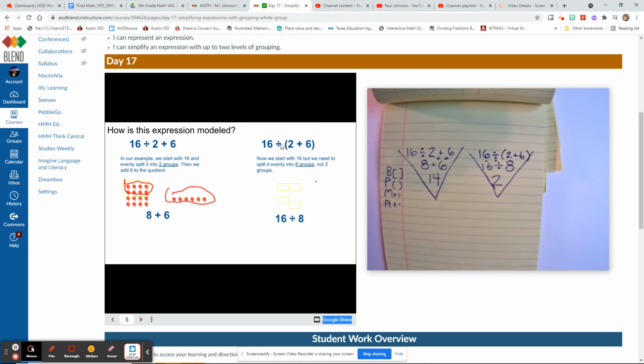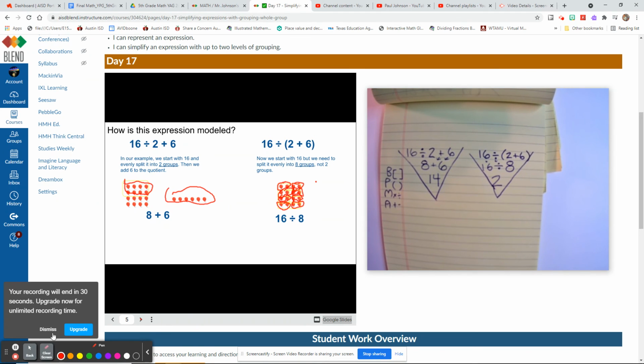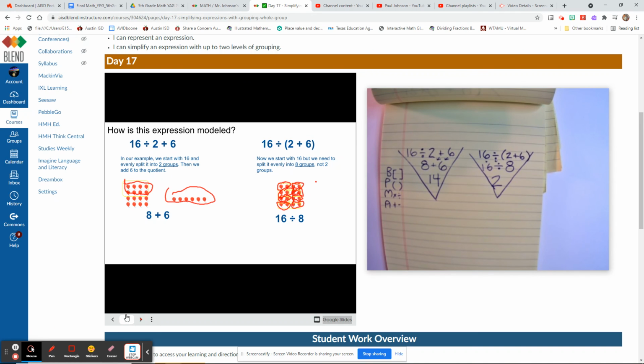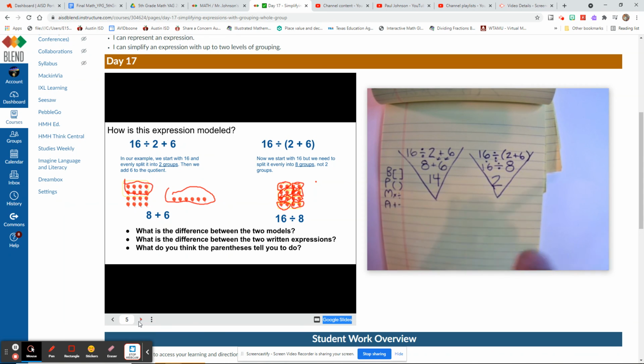We did 16 divided by the sum of 2 plus 6. So 2 plus 6 is 8. Now we have 16 divided by 8. So if we're looking at that as a picture, basically you are taking 16 things and dividing it into 8 groups, which puts 2 in each group. Once again, you really can't see what they're trying to show you, but it's like each one of these 2 has a circle around it. So there are 8 groups of 2. They don't even give you the answers, but we have the answers over here.